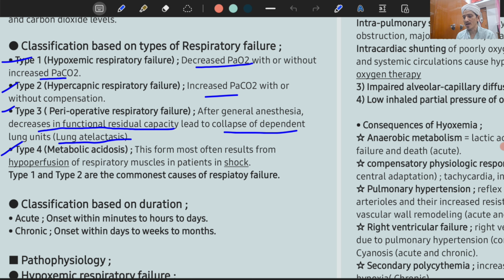Acute is onset within minutes to hours to days. Chronic is onset within days to weeks to months. And one more is acute on chronic: an acute exacerbation, an acute flare on chronically stabilized respiratory failure. That is acute and chronic respiratory failure.